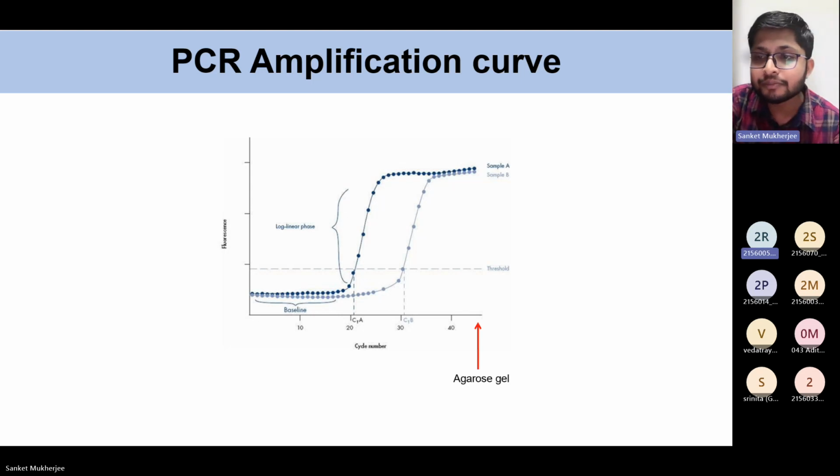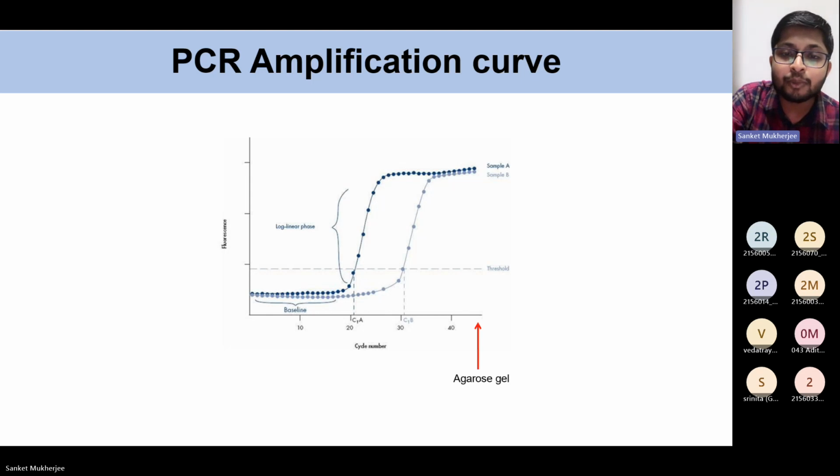Is everybody following me? If you go for a traditional PCR, not an RT-PCR, where you do not have this dye which can bind to the double-stranded DNA and give fluorescence, what would you do? You would run the final product in an agarose gel. So in case of a normal PCR, in case of a traditional PCR, you only get to know the final product.